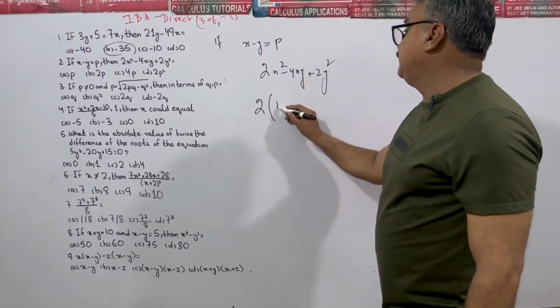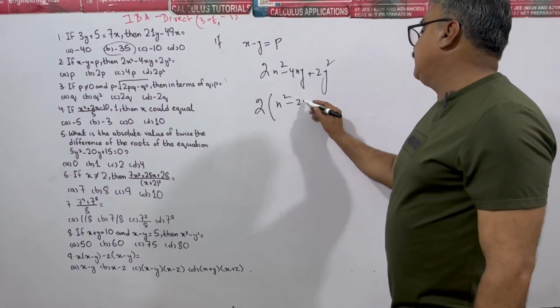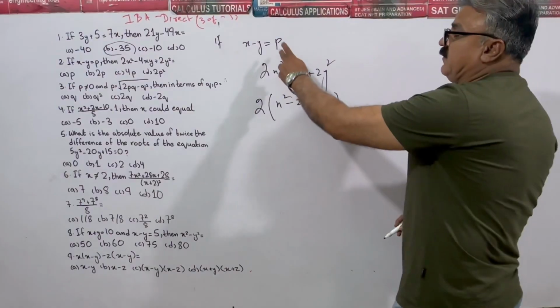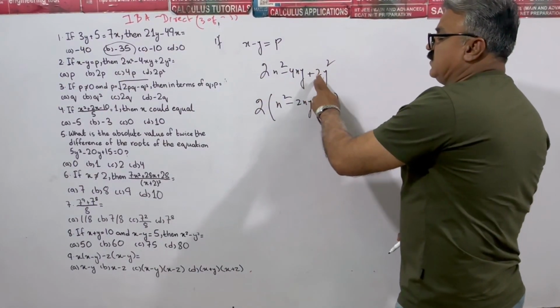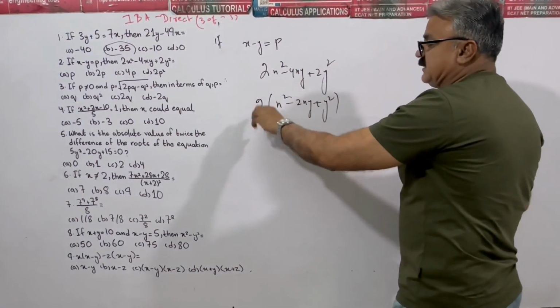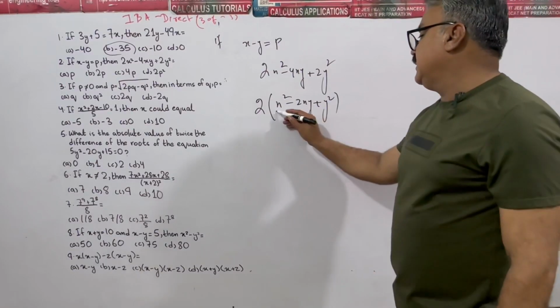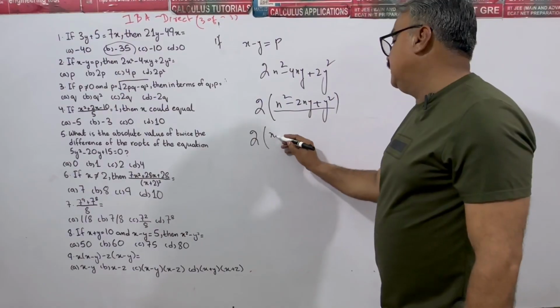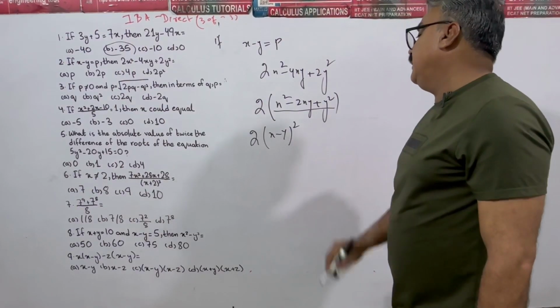Taking 2 common, we get x square minus 2xy plus y square. Taking 2 common, 2 has been factored out, as 2 is a common factor to all the terms. Look at this. It is the perfect square of x minus y whole square. It is the formula for x minus y whole square.